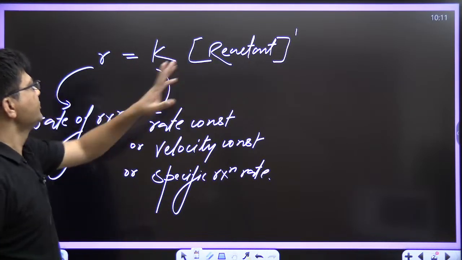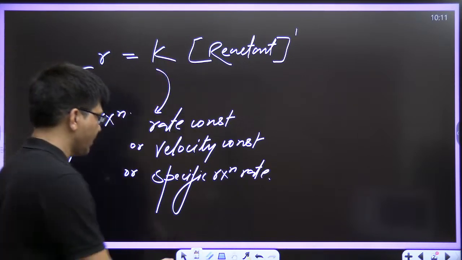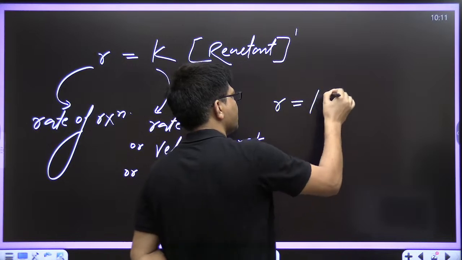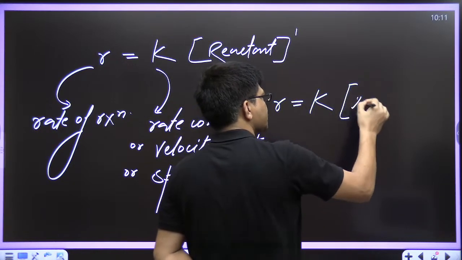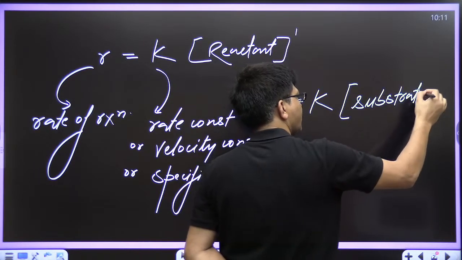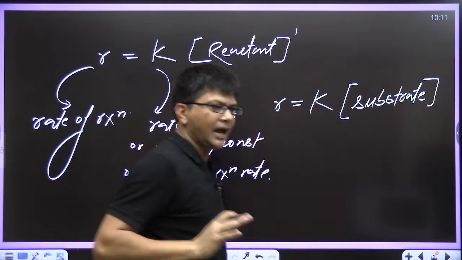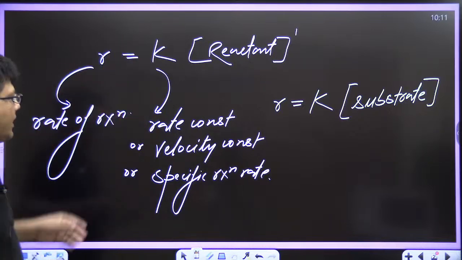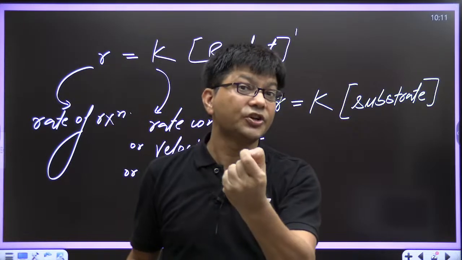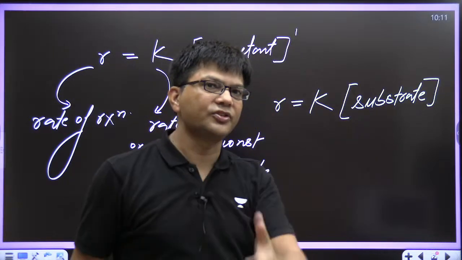Now, this is the concentration of reactant. Reactant can also be called substrate. So this can also be given as R is equal to K times the concentration of substrate to the power 1, or nothing can be written over there. It can be like this, kids, right? Now let's see why the rate is dependent only on the concentration of reactant. Why not on the concentration of reagent?